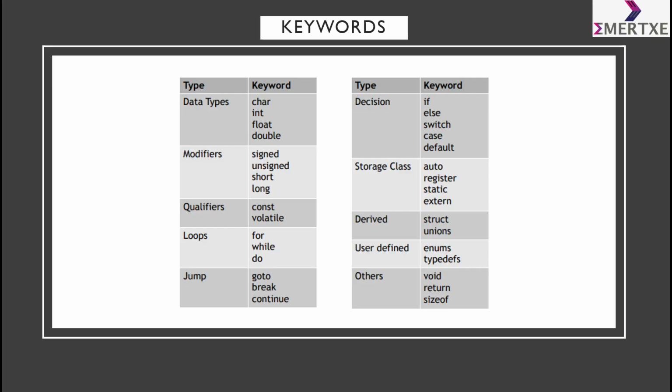So there are certain categories that come under C, one of which is keywords. Keywords are the main component of C which is used in the programming language while coding. There are different types of keywords. Those are data types, modifiers, qualifiers, loops, jumps, decision, storage class, derived, user defined, and others. If I am to explain one of the types of keywords, I want to choose data types as it is the most commonly used keyword by any beginner level programmer.